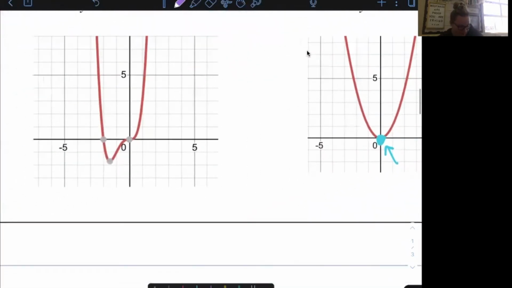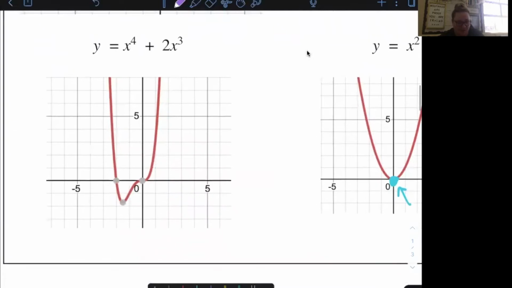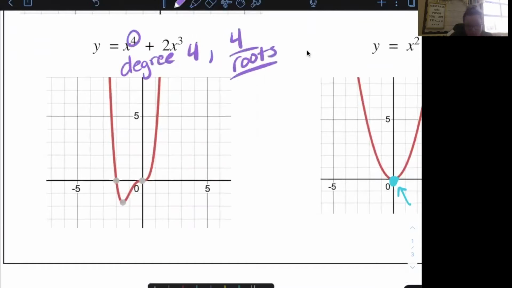All right, but look at this equation and its graph. Y equals x to the 4th plus 2x cubed. It's still degree 4, which means I have 4 roots. But on my graph, I only have 2 roots showing. So that means that these 2 roots could have multiplicity. They could be occurring more than once, or I have 2 imaginary roots as well.